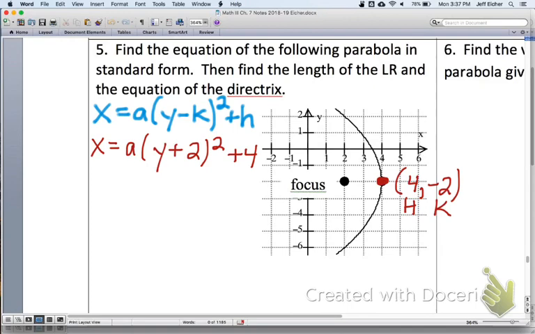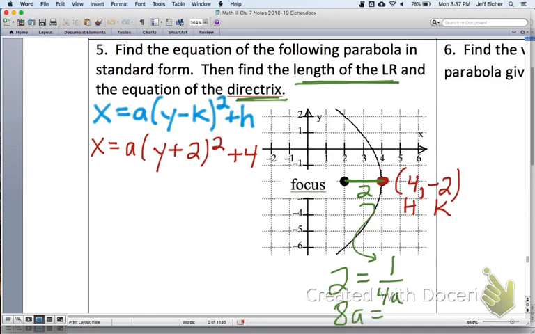So the next thing, we need the length of the LR and the equation of the directrix. Well, let's get the equation of the parabola first. This distance right there is a 2. That 2 equals 1 over 4a. So multiplying both sides, we would get 8a equals 1, so a is 1/8.